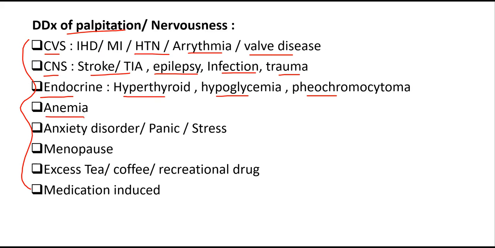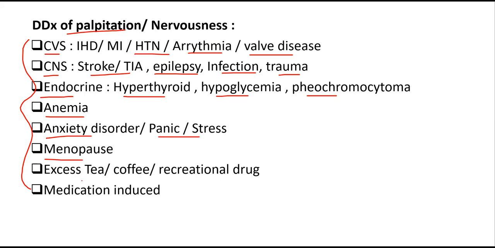Anemia can be a cause of palpitation, but it usually gives a chronic palpitation. Same with anxiety disorder, panic disorder, or stress, which can cause it. Sometimes middle-aged women come to you feeling nervousness, palpitation, night sweats, hot flushes, then you'll be thinking about a perimenopausal stage. So for a middle-aged female, menopause or perimenopause is a very important differential for palpitation or nervousness.